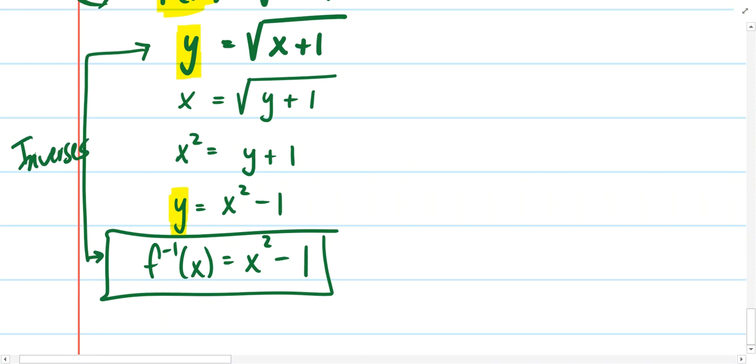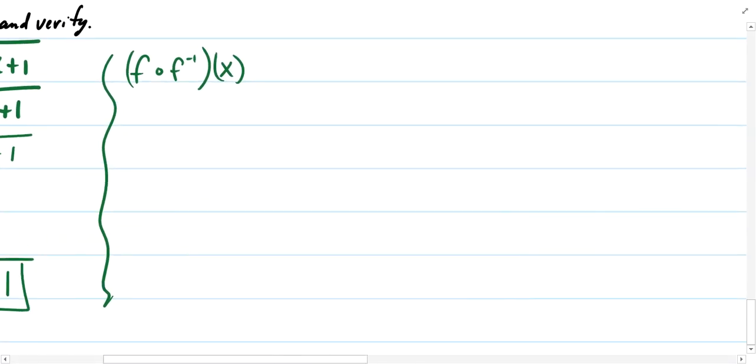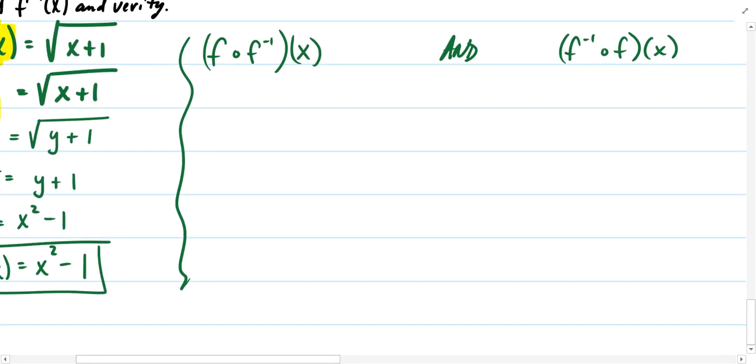And now step 1 is done. We found the inverse. But how do we verify? Well, if you recall from the lessons in the past, to verify, we need to compose f with f inverse at x, and we need to do this both directions. We need to compose f inverse with f at x. We have to check both of them, because we could find an inverse in one direction but not the other, and then we wouldn't have found an inverse after all.